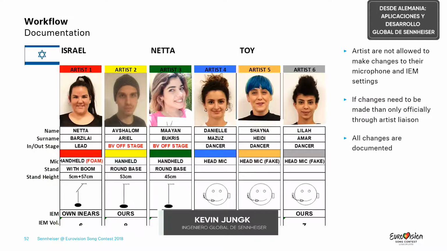Here is the coloring again. This is what's called an artist sheet. On this sheet, everything is documented. We get pictures from the artists, so we know how they look without makeup, because most of the time we see them without makeup. Where are they positioned? How high is the stand? Where's the headset located? Who is the dancer? And so on and so on. All the information is being stored on a big Excel sheet.